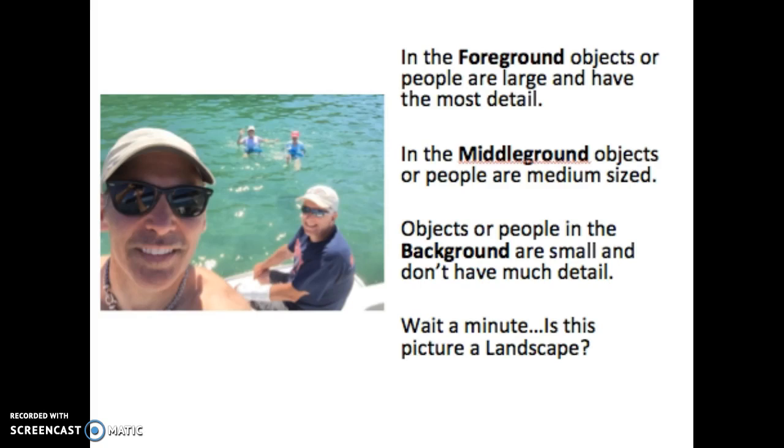In the foreground, objects, or people in this case, are large and will have the most detail. You can see things in the foreground most clearly. In the middle ground, they go back a little bit, so the size is reduced a little bit, and objects are medium size. Objects sometimes are overlapped by things that are in the foreground. Objects or people in the background are small, and you can't see a lot of detail.